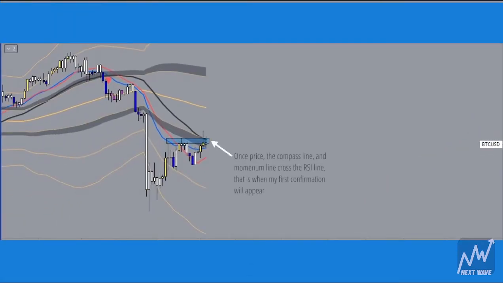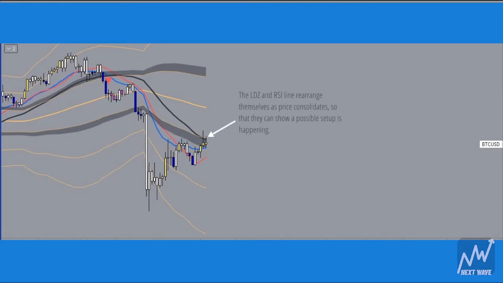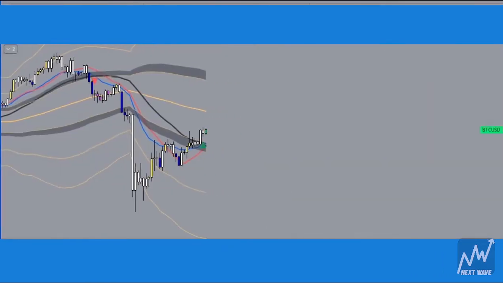Once price, the compass line, and momentum line cross the RSI line, that is when my first confirmation will appear. The lower danger zone and RSI line rearrange themselves as price consolidates so that they can show a possible setup is happening. Once we get price breaking out to the upside and closing over the RSI line, that is when I really start to actively look for buys.